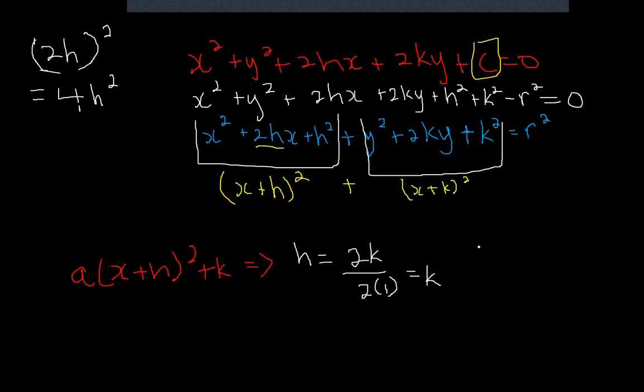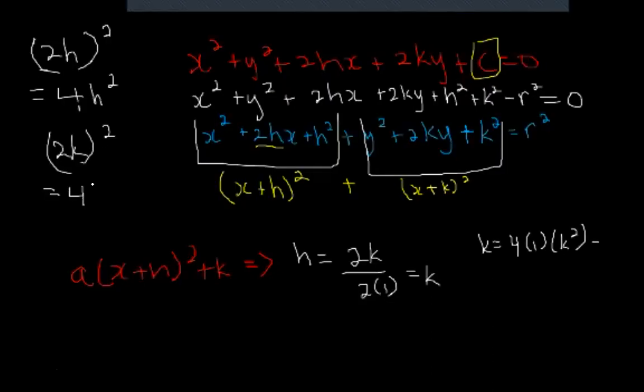K is equal to 4ac minus b squared all on 4a. 4 times a times c, which is k squared, minus b squared, 2k squared is equal to 4k squared. So minus 4k squared all on 4a, so that's 4 times 1.